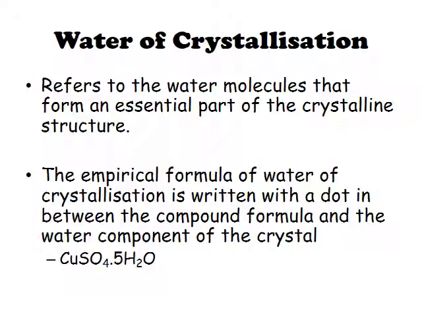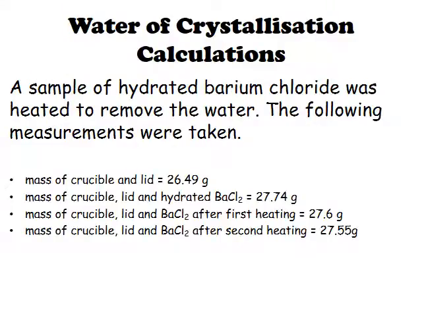So, waters of crystallization refer to the water molecules that form an essential part of a crystalline structure. The empirical formula of water of crystallization is written with a dot between the compound formula and the water component of the crystal. So for copper sulfate, you have the copper sulfate crystals, and then you have 4 waters as the waters of crystallization and a dot between the two. So you can actually calculate how many waters of crystallization there are per crystal of the ionic salt.